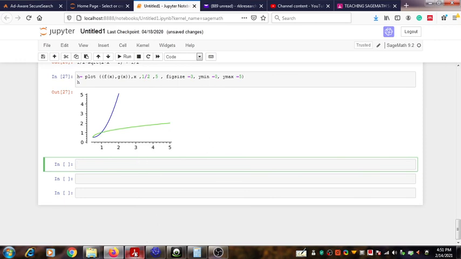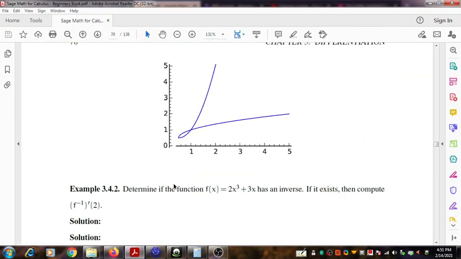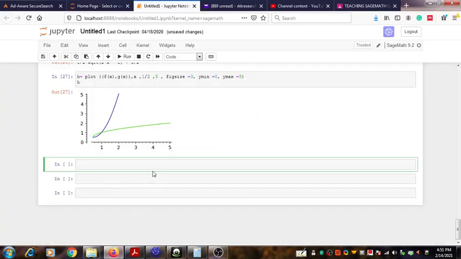Okay, and by this we come to the end of the discussion of the problem, in which we explained how to find the inverse of a given function in a particular domain. Okay, thank you.